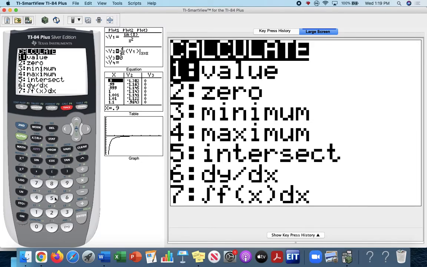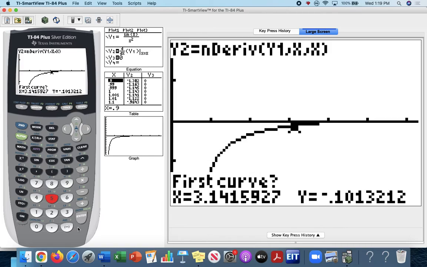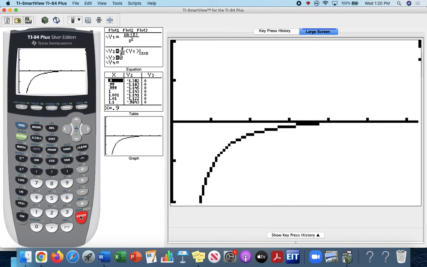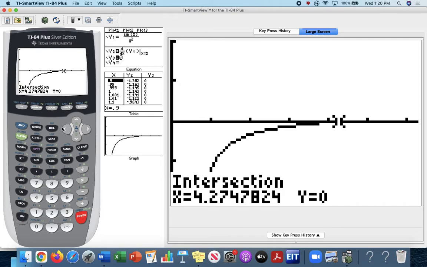Remember, we're going to do second trace, and there's an intersection feature. I'm going to just do enter for the first curve, enter for the second curve. For the guess, you just have to be somewhere around the intersection point, and my cursor is already there. So I'm going to just press enter here. Notice where the derivative is equal to 0 is 4.2747, which is answer choice D.